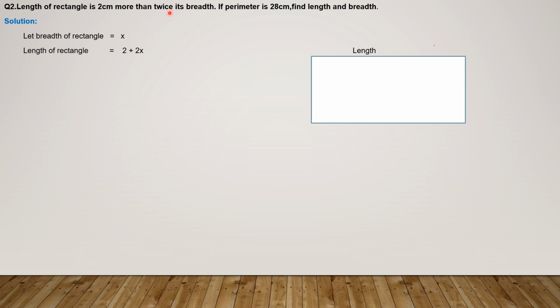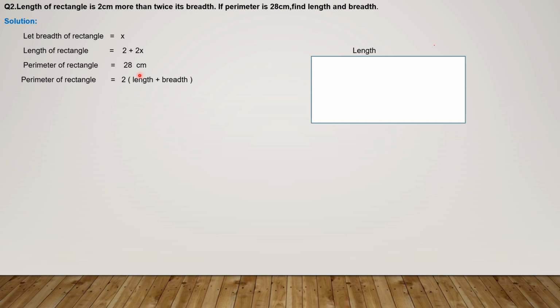Then twice, instead of twice we will use 2 of its breadth, and breadth we have already supposed is x. So length is 2 plus 2x. The next information given in the question is that perimeter is 28 centimeter. Perimeter means the whole boundary is equal to 28 centimeter.